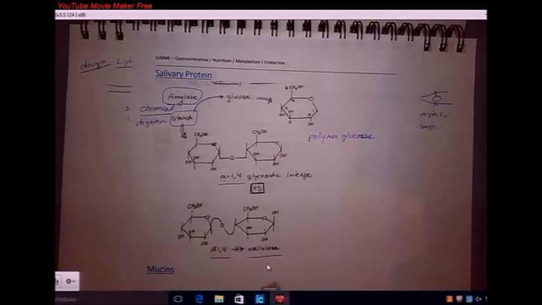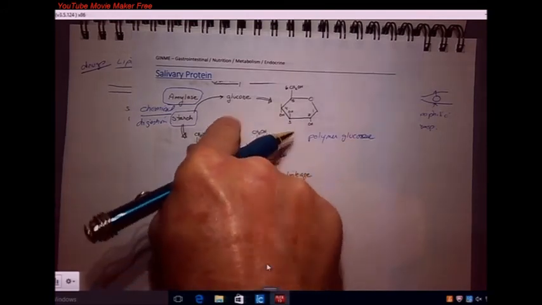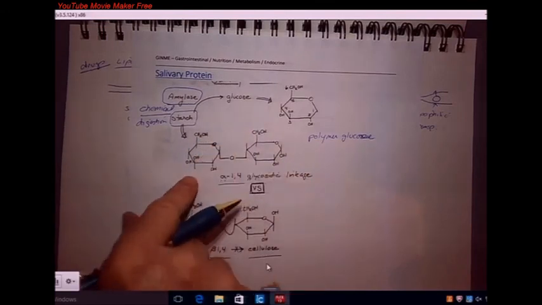So why the hell do you have to know this? I don't know. I don't write the Step 1 questions. So a little bit is in the oral cavity from the salivary gland.